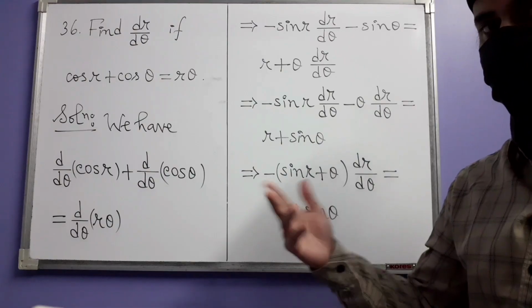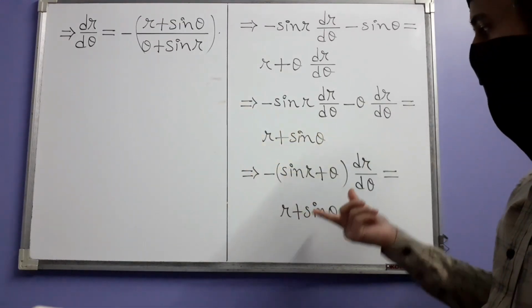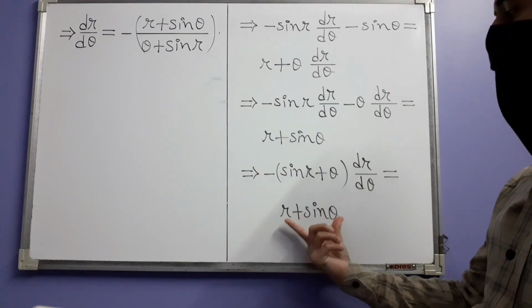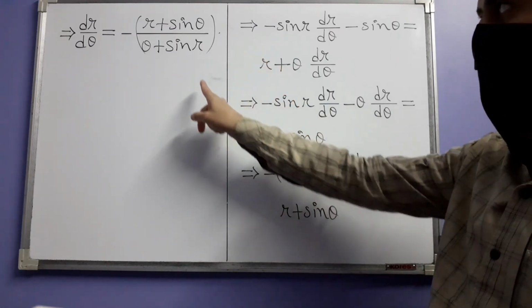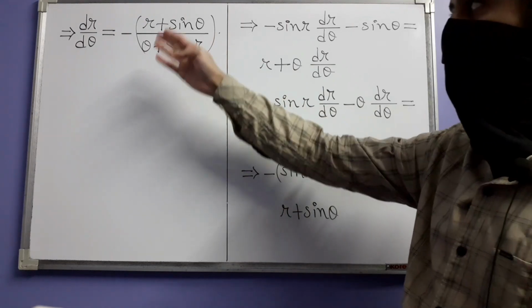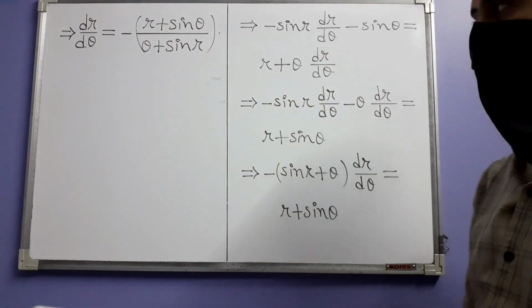So we just need one more step. So this is our derivative. dr/dθ equals (r plus sin θ) divided by minus of (sin r plus θ), which you can write like this: minus of (r plus sin θ) divided by (θ plus sin r).